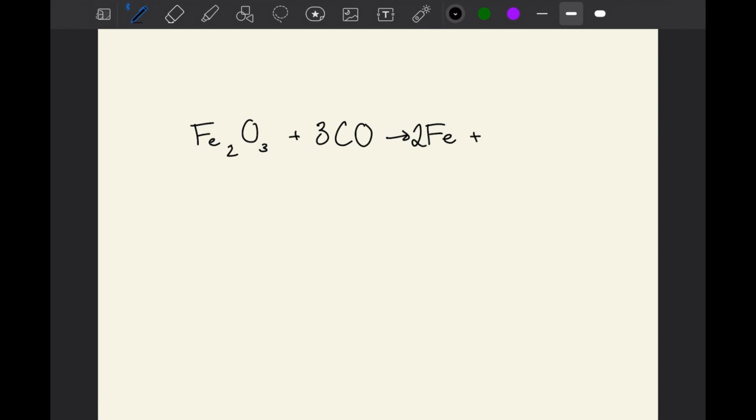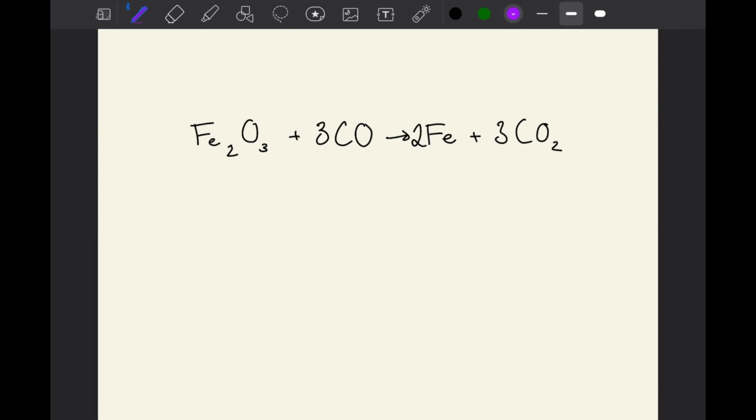So, for example, we have iron oxide plus carbon monoxide that turns into iron plus carbon dioxide. Now, I want you to figure out what is getting reduced and what is getting oxidized.